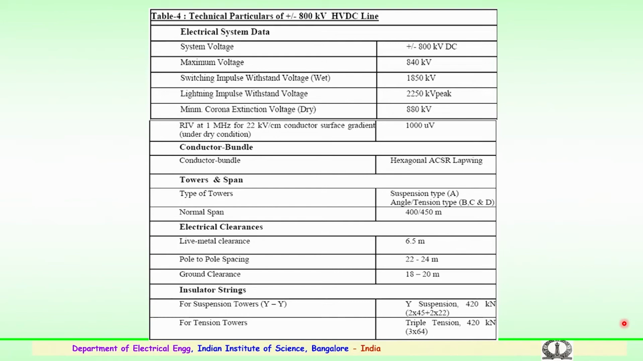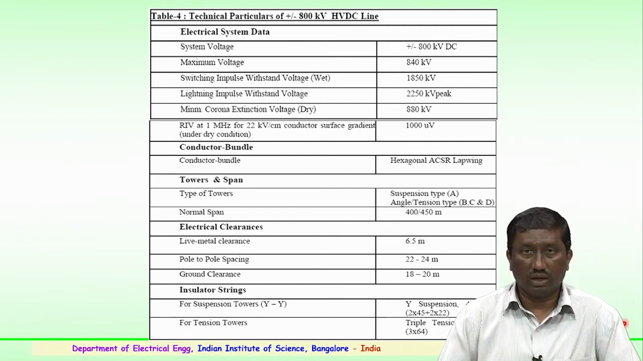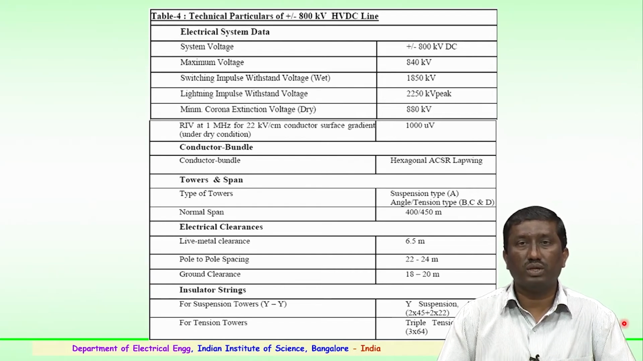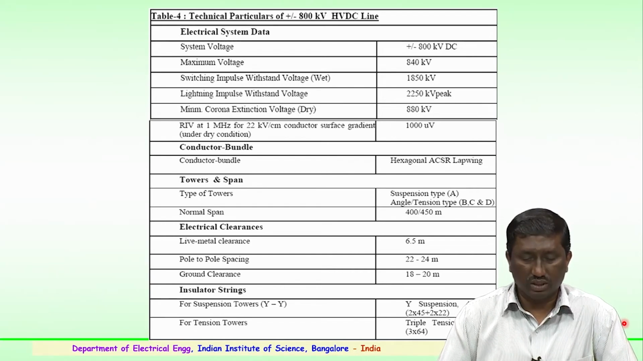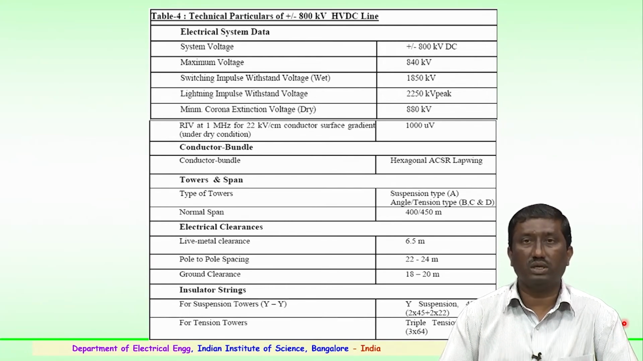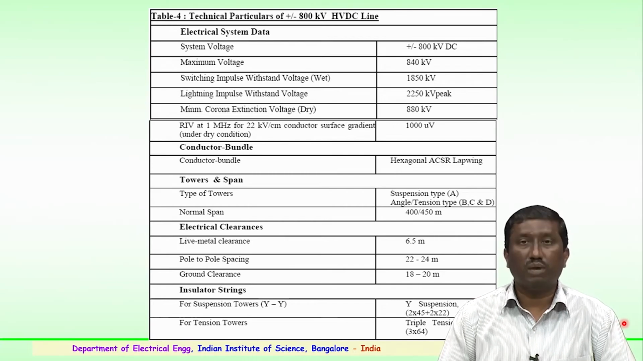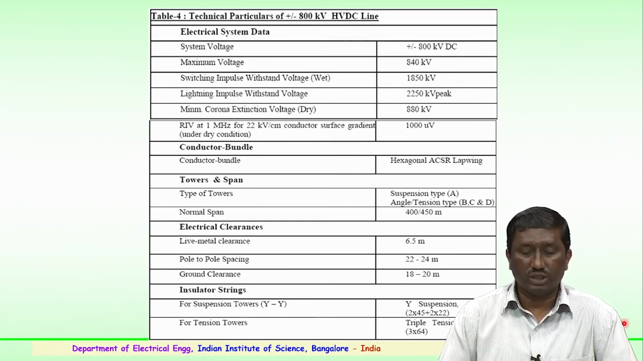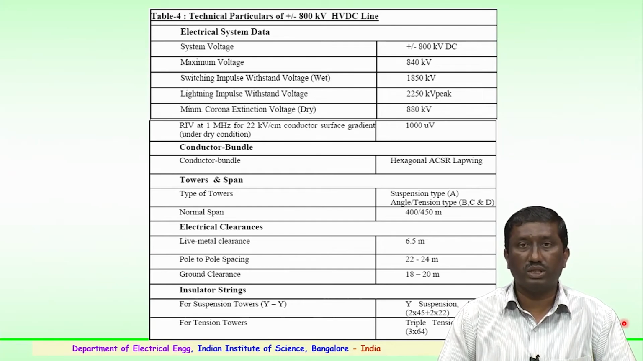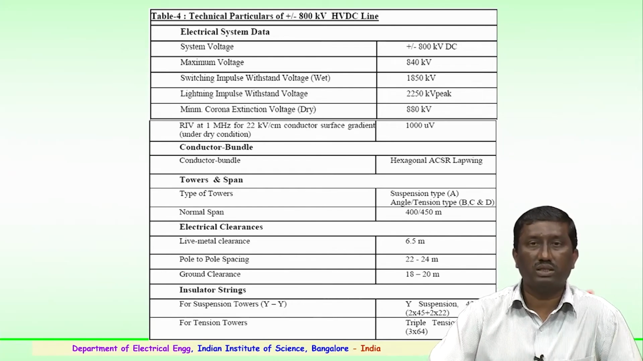So, these are the technical particulars for the plus minus 800 kV HVDC line. Earlier we have seen plus minus 500 kV transmission towers. Now we have recently energized the Agra to Arunachal Pradesh 800 kV HVDC line, which can carry a power of 6000 megawatts. This is a very important advancement in high voltage DC transmission technology in the country. This plus minus 800 kV HVDC transmission line has the following electrical system parameters.